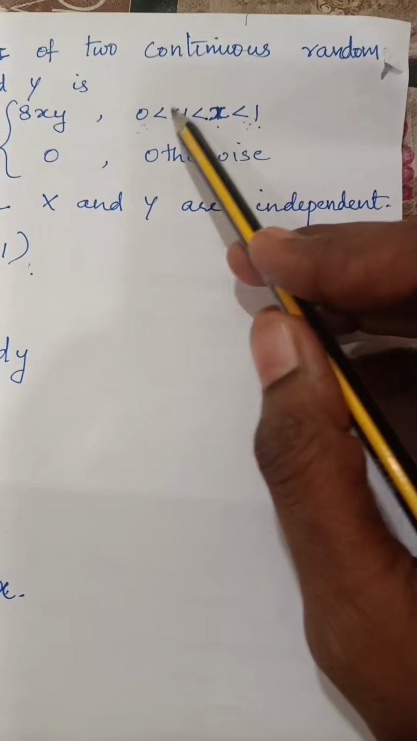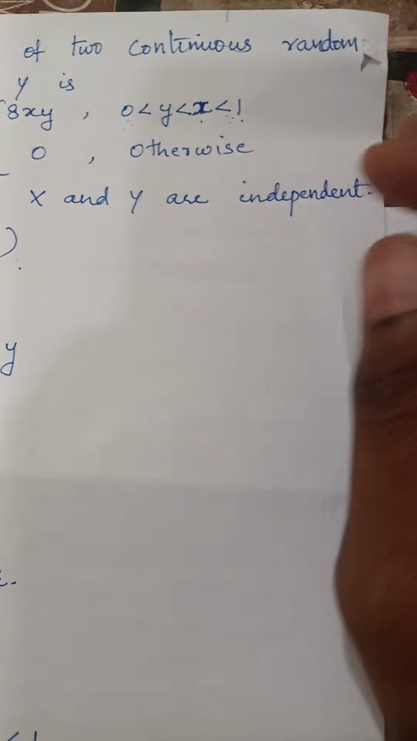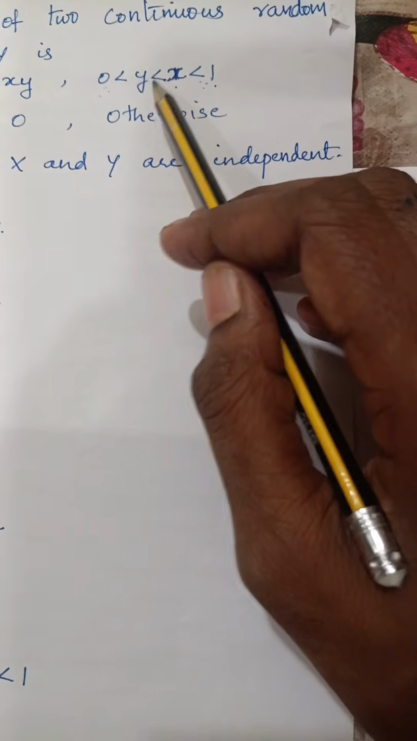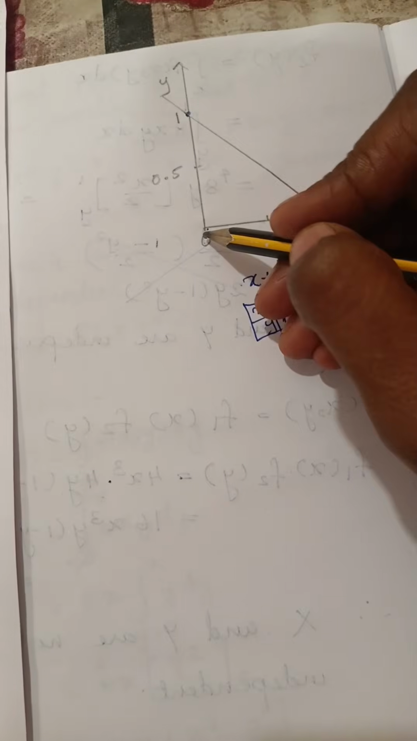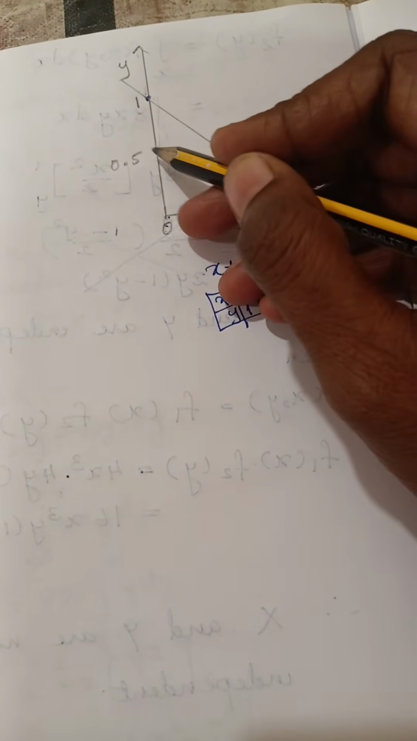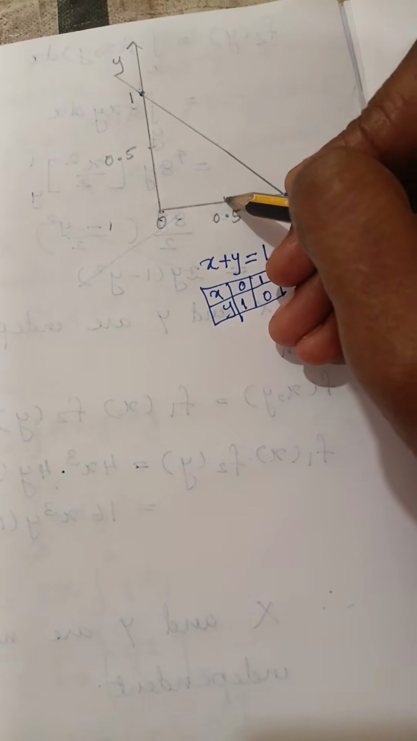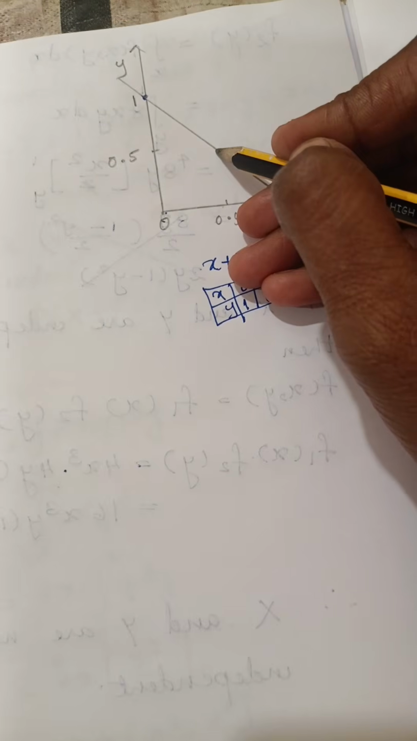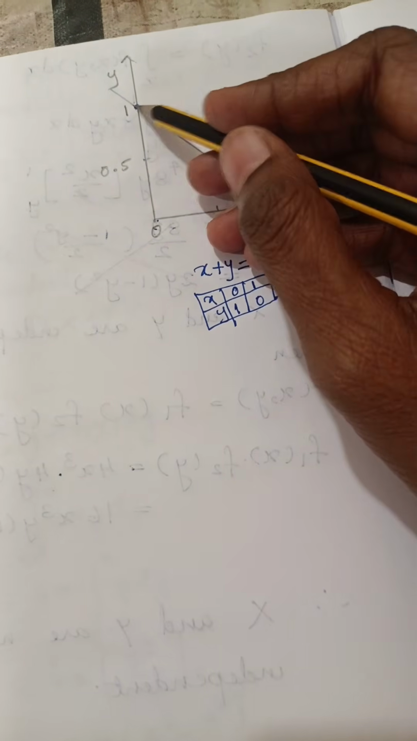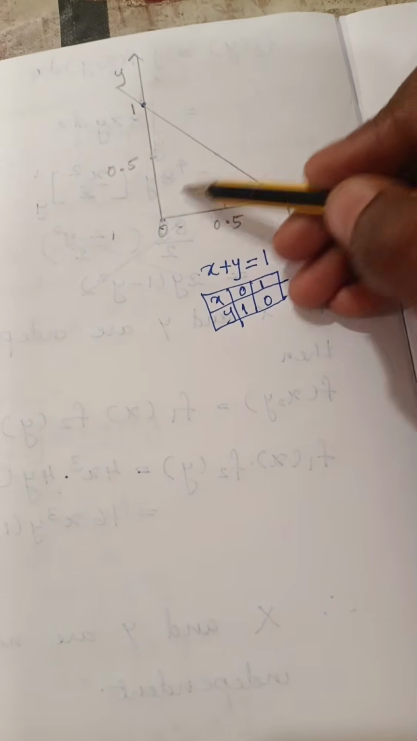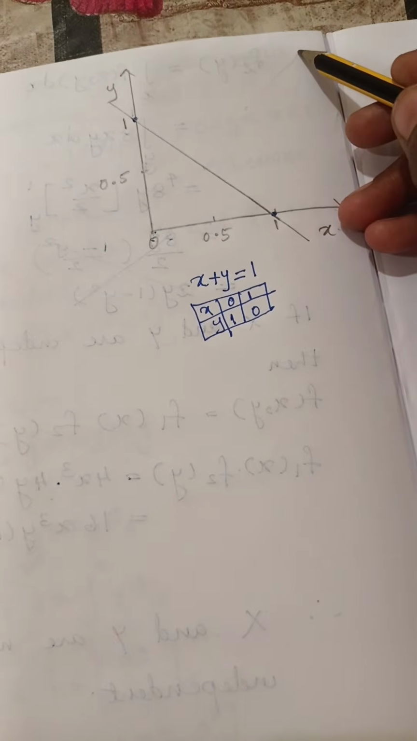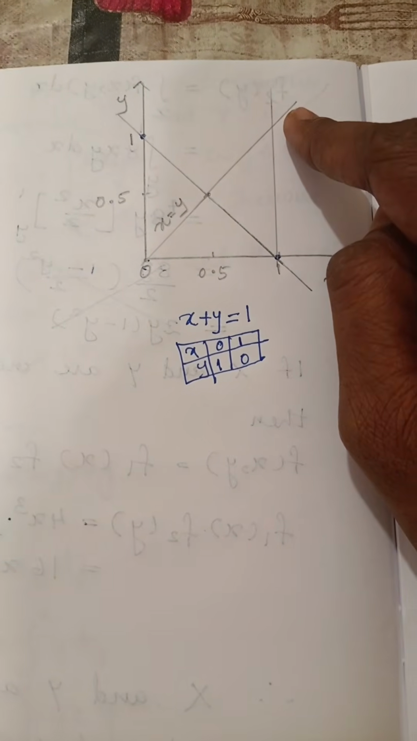And y less than x, consider that. That means x equal to y. So what will be the line? Whatever be the value of x, that will be equal to y. That means if x is equal to 0.5, y is also 0.5, and if x equal to 1, y is equal to 1. So this will be a diagonal line.